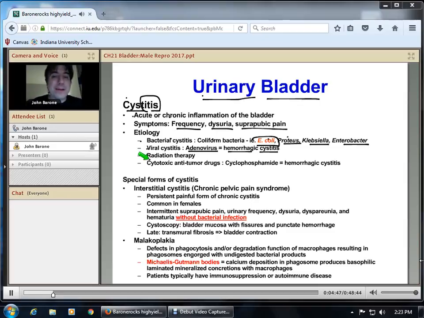I'm not radiating the bladder. I'm radiating the cervix for cervical cancer, and the bladder is just nearby. So unfortunately, when you do cervical cancer radiation, you can radiate the bladder and get cystitis. For men, it would be prostate.